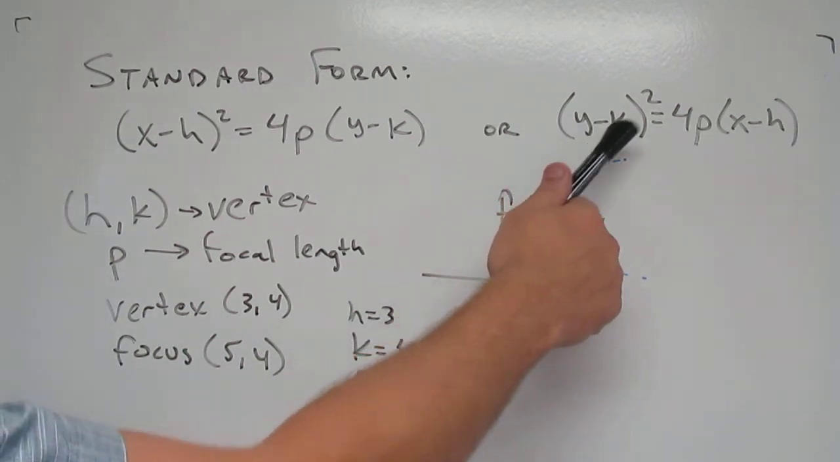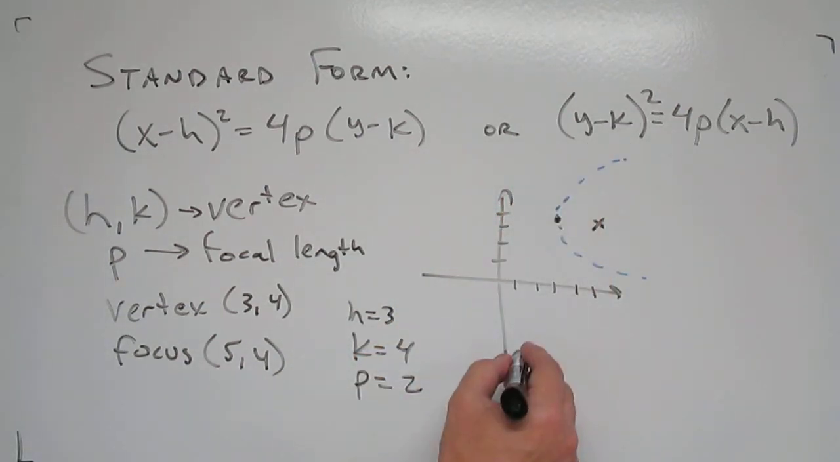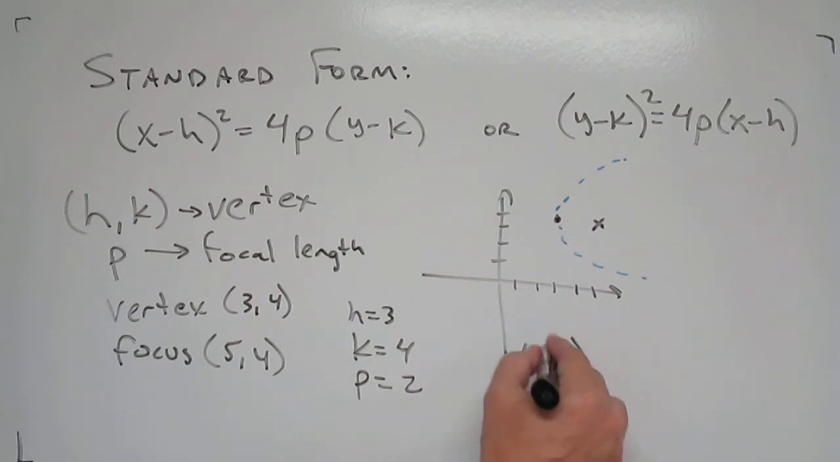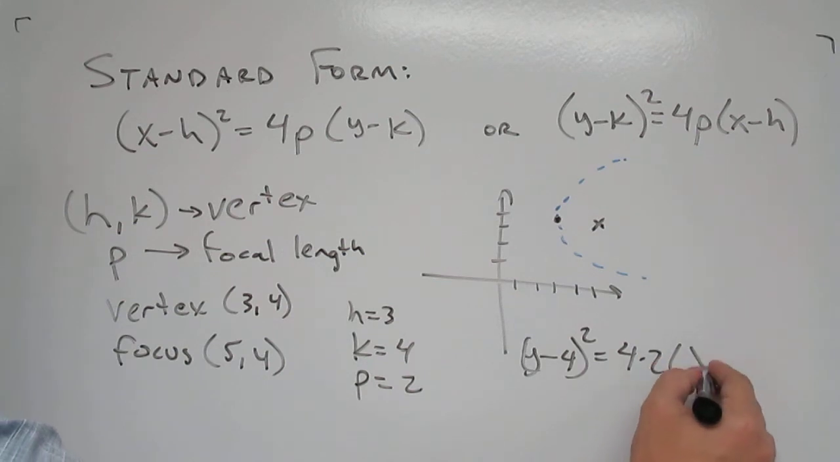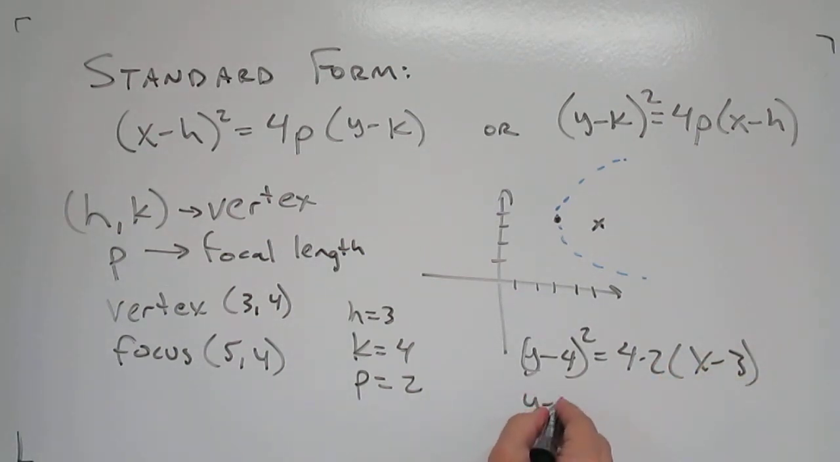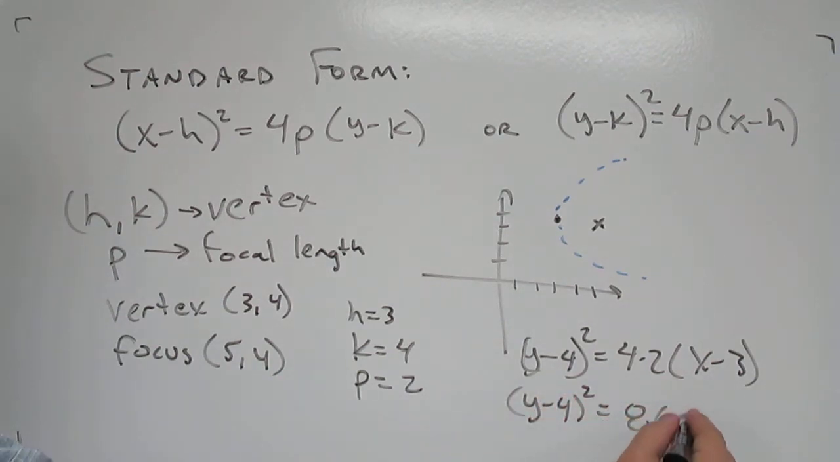So I can come up here and put all these things in. I can say y minus 4 squared equals 4 times 2, times x minus 3. Or just to leave it in standard form, I would say y minus 4 squared equals 8 times x minus 3. And that's going to give me the equation. Now, a lot of times I'm just going to give you an equation, then ask you for all the different parts of the parabola. So let's do an example like that next.